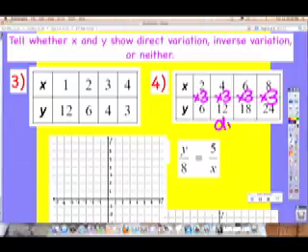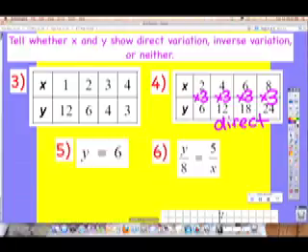What if you don't have coordinates and you don't have a picture given to you? You just have the equation. It's the same thing though. Direct variation has to be multiplying, inverse has to be dividing. So right here, number 5, do you see any multiplication? No. Do you see any division? No. So what do we have for this? Good job. There you go. Neither on this one.